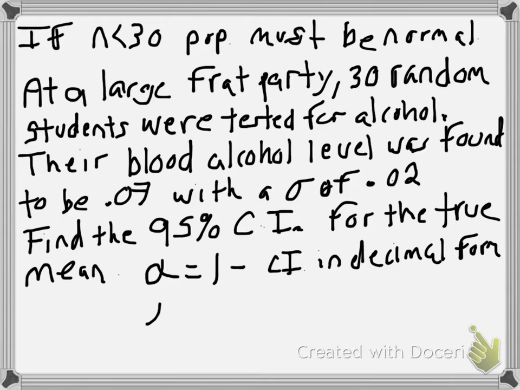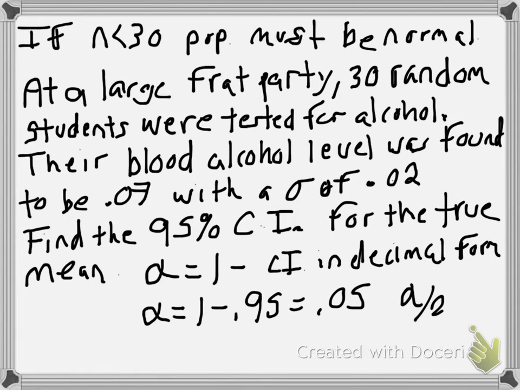So alpha is going to be 1 minus 0.95, or 0.05. Why is that important? Because you want alpha over 2. Well, alpha over 2 is going to be half of 0.05, which is 0.025. Okay. What does that 0.025 mean?